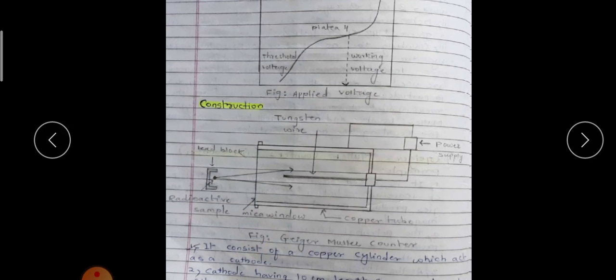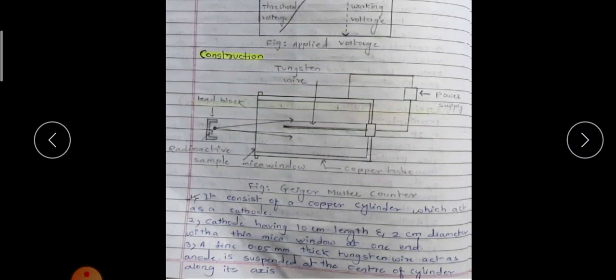You can see here a lead block for the radioactive sample. Why is it there? Because when the sample starts to disintegrate, whatever radiation it produces should not come out to the environment. That's why it is kept in the lead block.